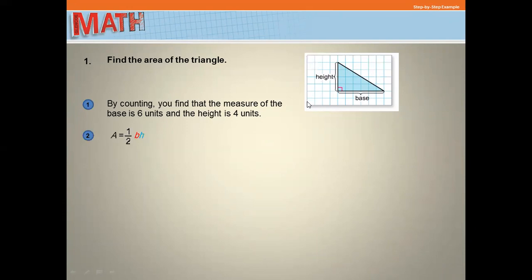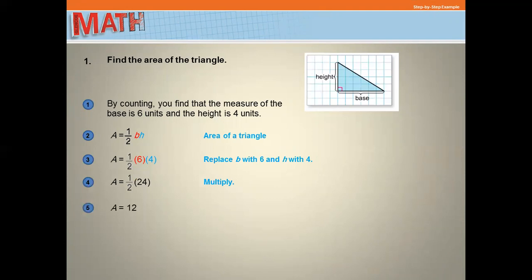Let's remember the formula. Area equals half base height, or base times height divided by 2. Now, if I multiply 6 times 4, that is 24, then half of 24 is 12. The area equals 12 square units. And don't forget to write the unit of area. Let's move to the next.